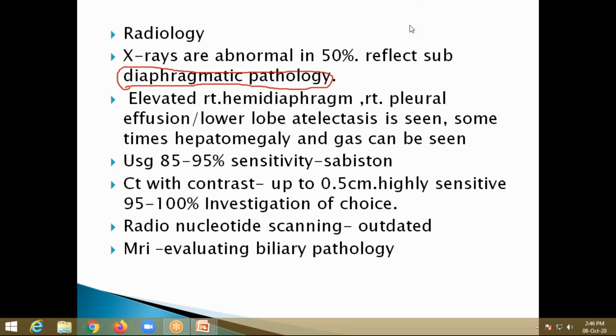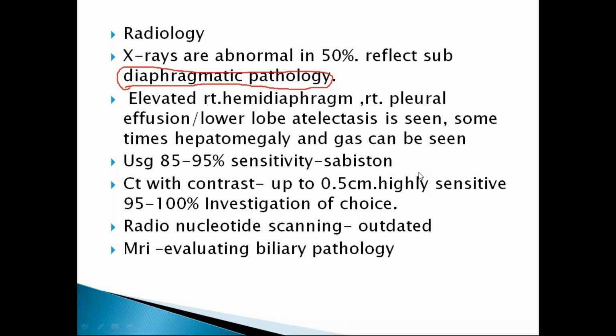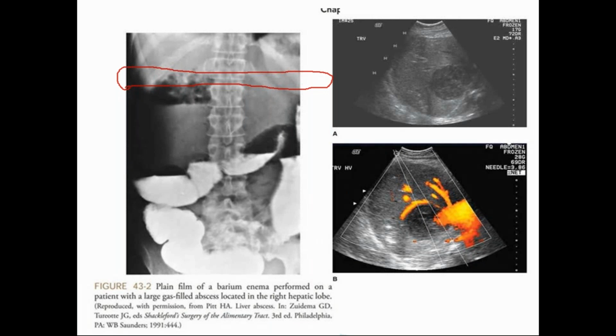So radiology: the best is CT scan. Ultrasound is also good. CT is superior to MRI for identifying biliary tract pathology. So CT abdomen is the best investigation. This is a plain X-ray film where you can see gas. What you see here is gas. Gas-forming organisms are there in the liver. Here also.